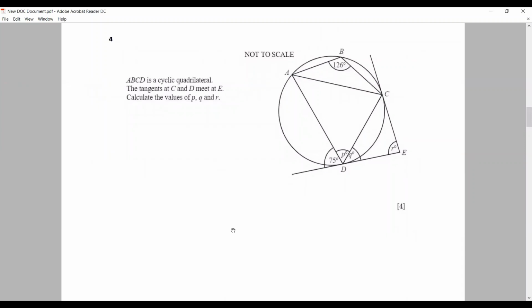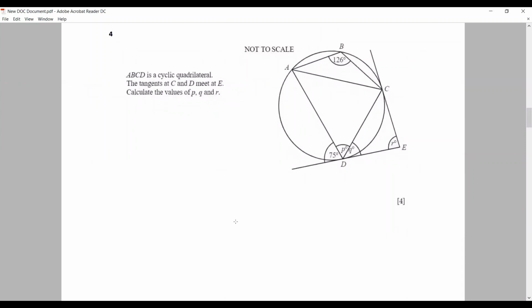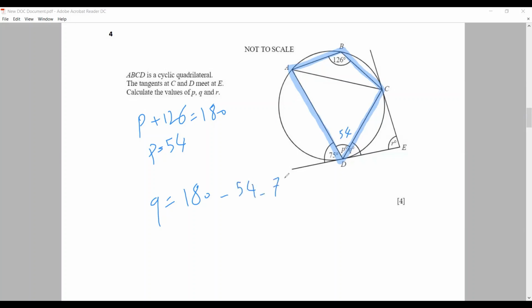We're given a figure. We're asked to find PQR. And tangents, yes, these two lines are tangent to the circle. So let's find P just by looking at the figure. This is a cyclic quadrilateral. So P plus 126 must give us 180. And that means P is 54, right? So P is 54. Q can be found by subtracting 75 and 54 from 180. And that means 51, right?